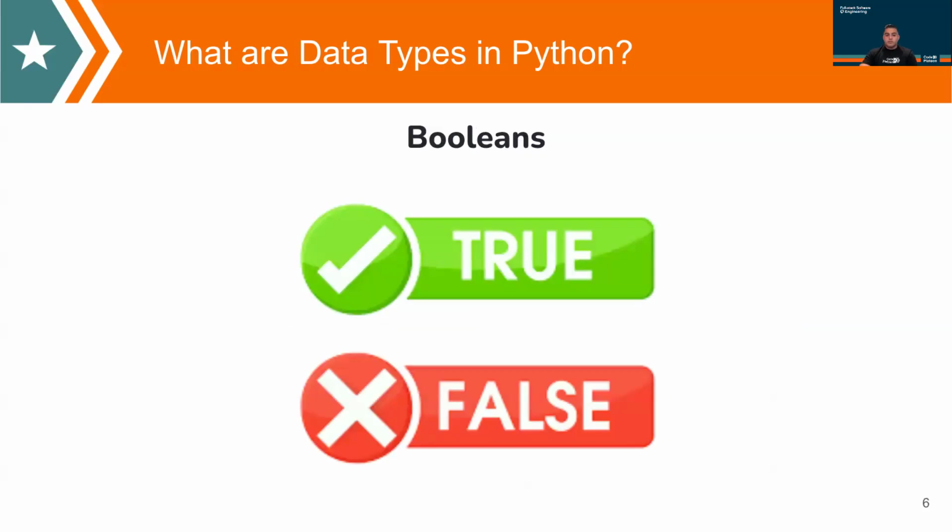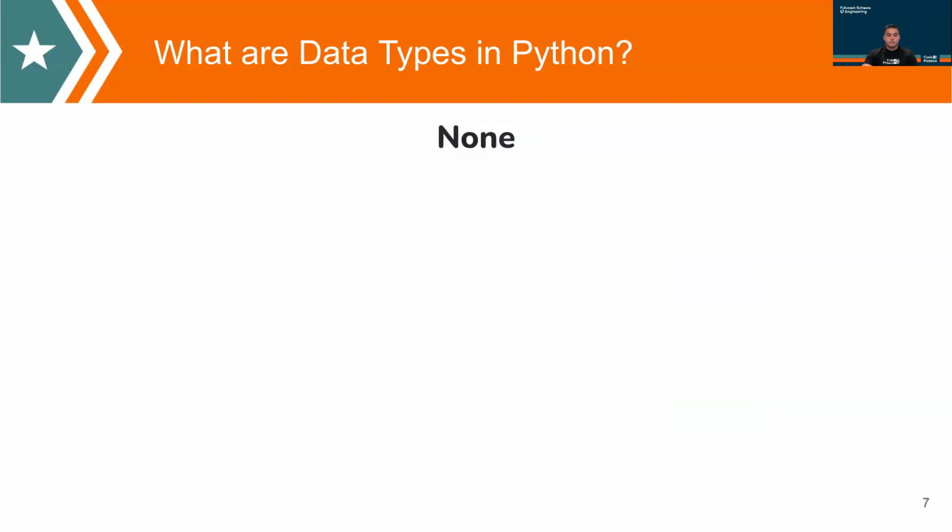Booleans represent truth values, such as true or false. They're often used in conditional statements and logical operations. The None type represents the absence of a value. It's commonly used to signify a missing or undefined value. Notice that there's nothing on the slide, right? None means nothing. It's non-existent.